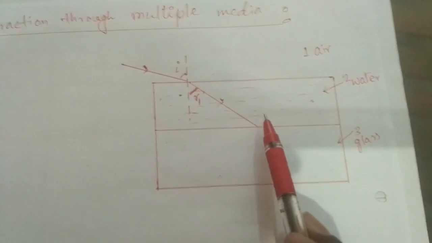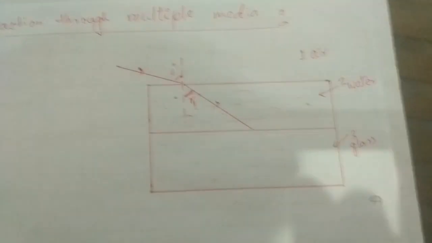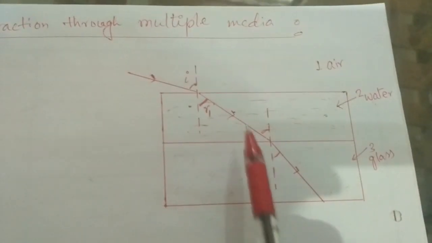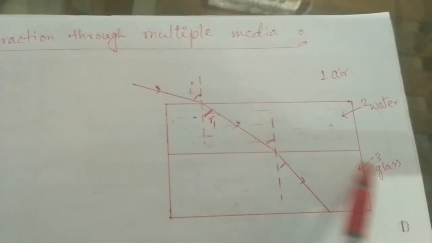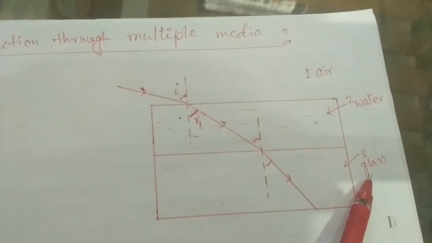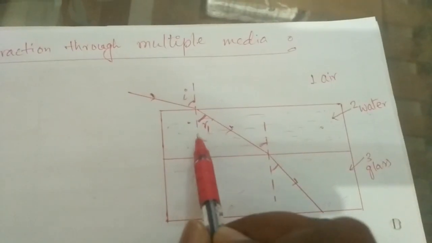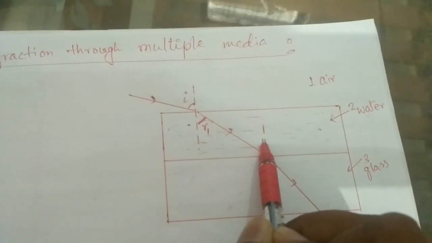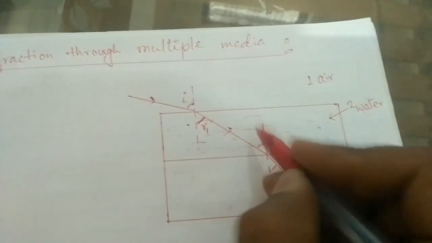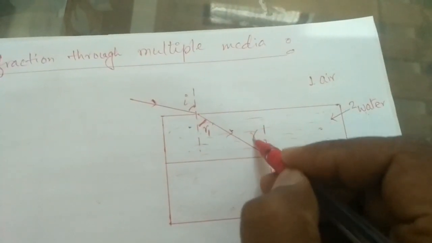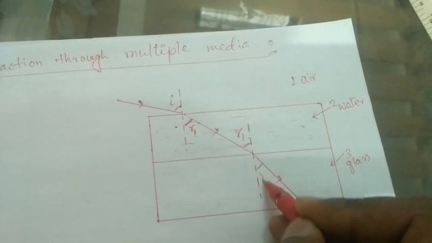Now again the light is going from water to glass, and again the refraction will happen. See how. Now the light has entered the glass from water. Glass is denser than water, so it will bend toward the normal again. And see here, this normal and this normal are parallel to each other. So this angle R1 will be equal to this angle because of the alternate angle property. So this one will be R1 and this one will be different, so I'm naming it R2.